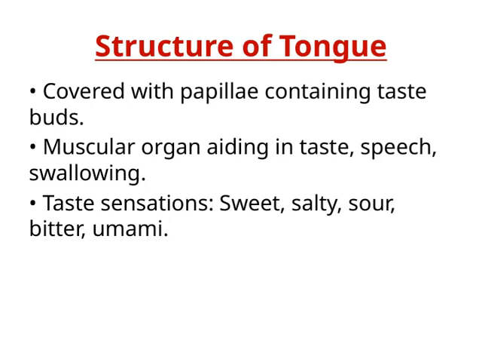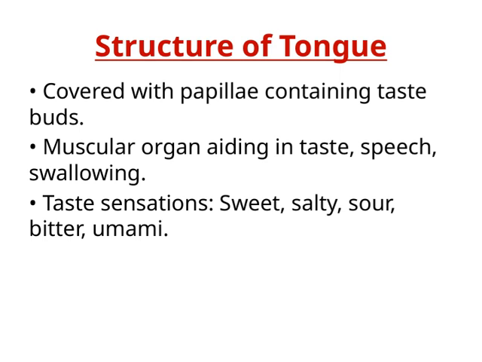Let's talk about the structure of the tongue. First, it's covered with tiny bumps called papillae, and these contain taste buds, which are essential for our sense of taste. The tongue isn't just for tasting, it's also a muscular organ that plays a key role in helping us speak and swallow. So it's quite versatile.